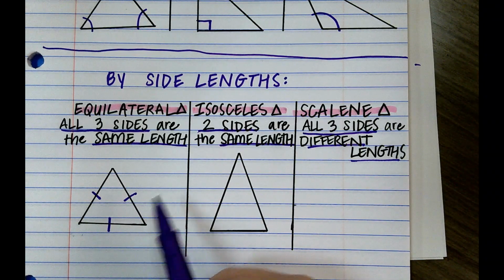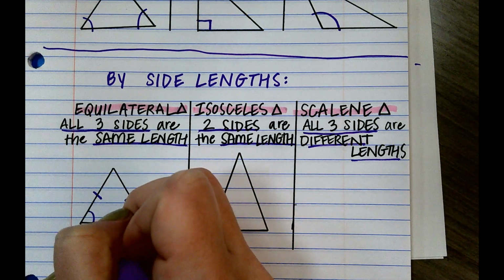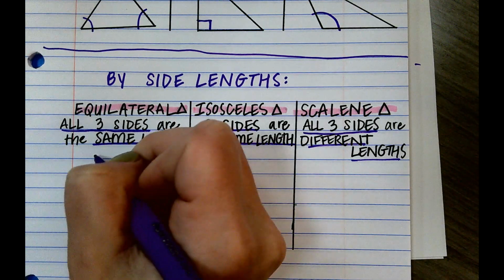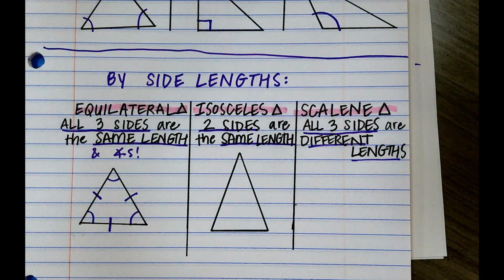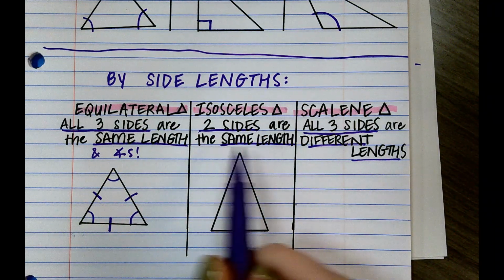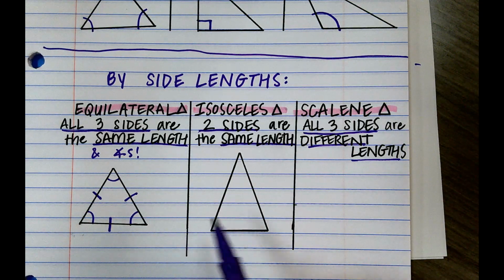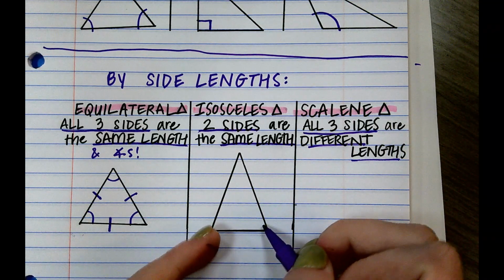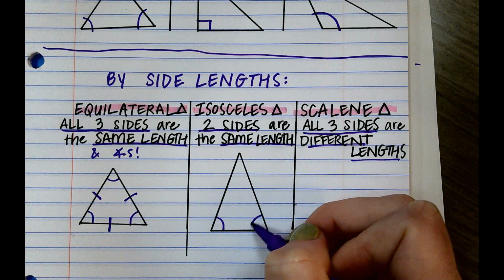Now, something else I didn't have you mark on equilateral that I'll have us mark is that all three sides are the same length, but all the angles are also the same. And it's going to be the same for isosceles. Two sides are the same length, so two angles will be the same. And the two angles that are the same are the two bottom angles. So this one's the same, that one's the same.